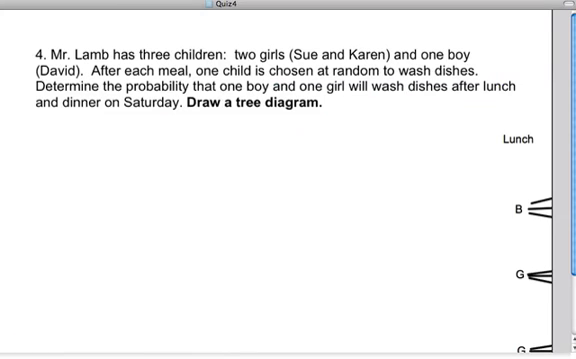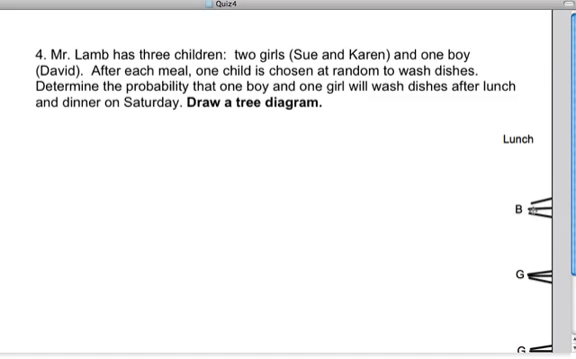Next question. Mr. Lamb has 3 children, 2 girls, Sue and Karen, and 1 boy, David. After each meal, 1 child is chosen at random to wash dishes. Determine the probability that 1 boy and 1 girl will wash dishes after lunch and dinner on Saturday.